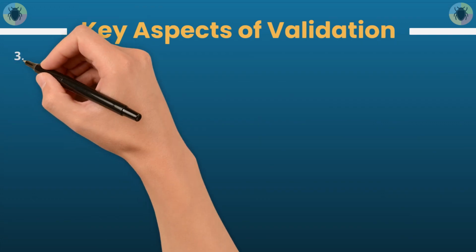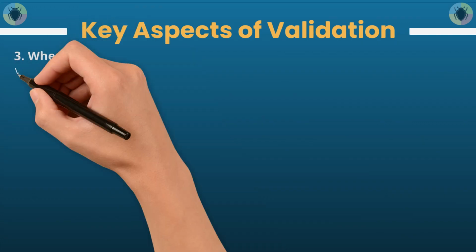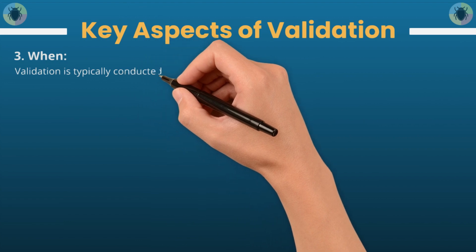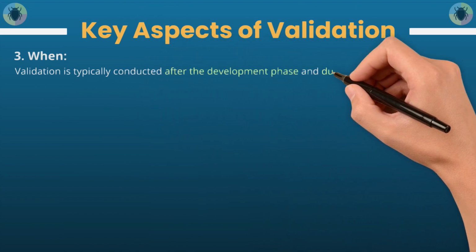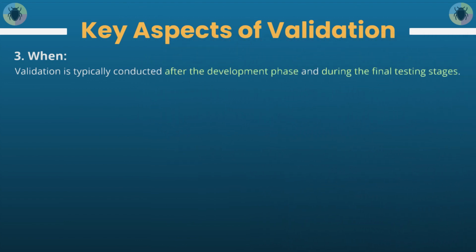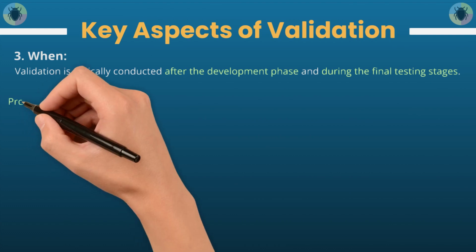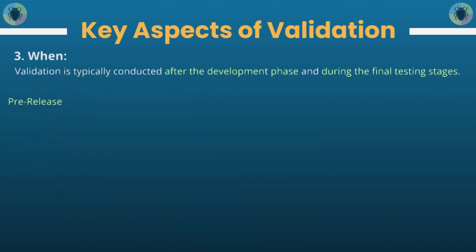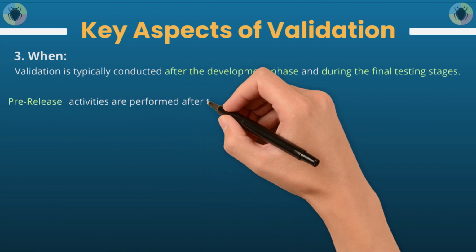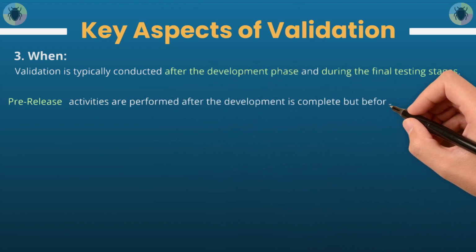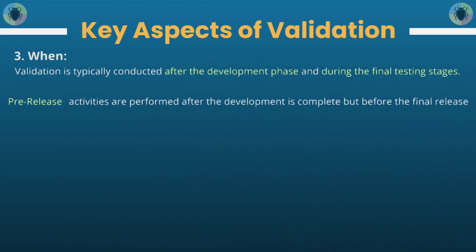3. When. Validation is typically conducted after the development phase and during the final testing stages before the product is released. Pre-release. Validation activities are performed after the development is complete, but before the final release. This includes running comprehensive tests to ensure that the software meets all user requirements and performs well in real-world scenarios.